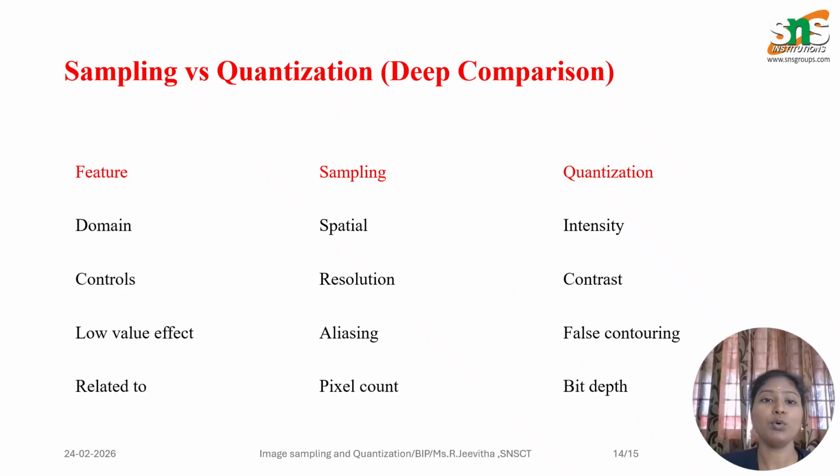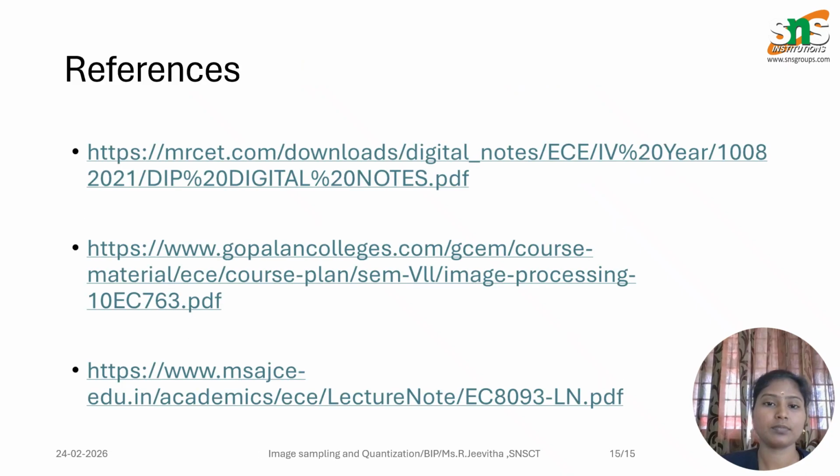Now let us compare both concepts. Sampling controls the spatial resolution. It determines the number of pixels and affects detail clarity. Quantization controls the intensity resolution. It determines brightness accuracy and affects the smoothness of the image. Both are equally important in digital image formation.